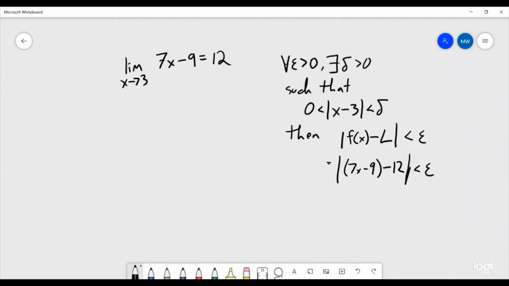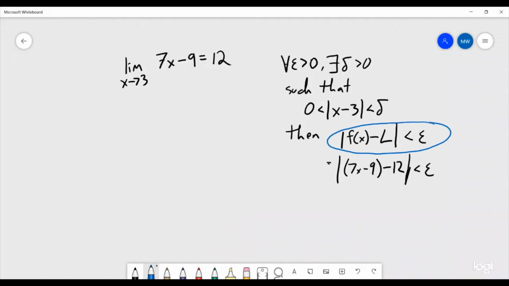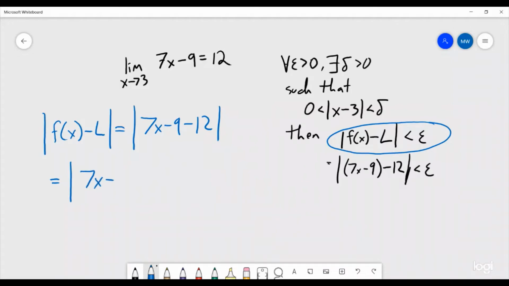Okay. So first things first, we need to figure out what value we need to take for delta for a given epsilon. So we're going to start with the absolute value of f of x minus L is less than epsilon and try to work our way to figure out what delta we need to pick. If we look at f of x minus L, that's going to be 7x minus 9 minus 12, which is 7x minus 21, which is the same thing as 7 times x minus 3.